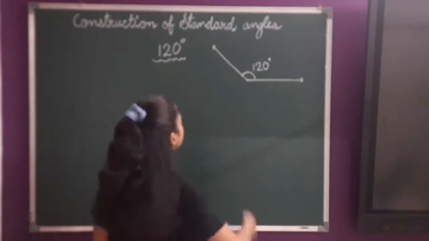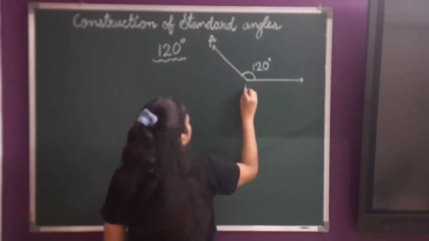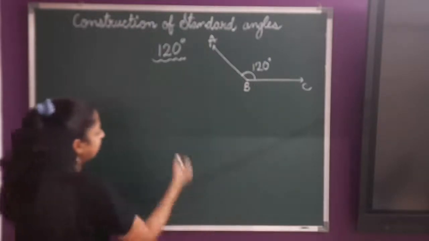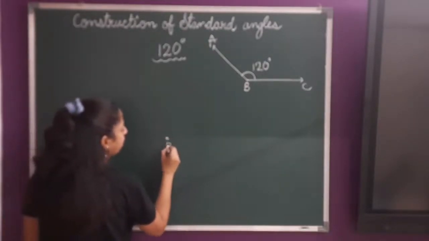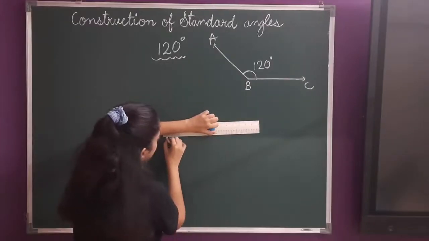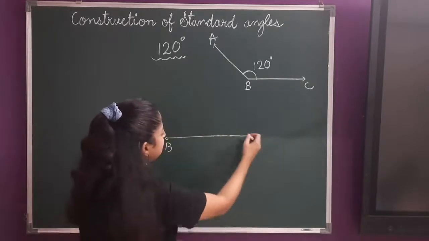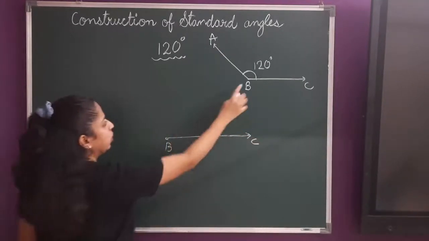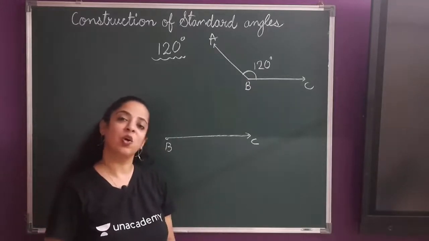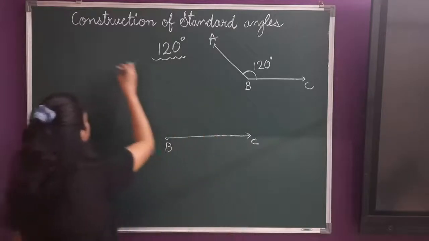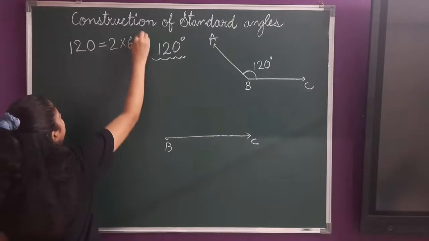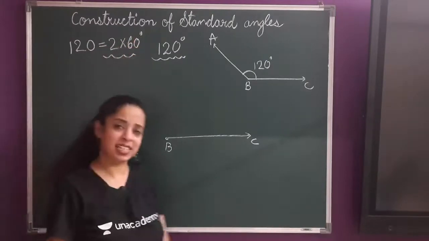Suppose you are supposed to draw 120 degree like this. Start with BC, take a point B on your notebook and draw a straight ray BC. With the help of a scale you will draw BC. Now at B you have to draw 120 degree. I have already explained how to draw 60 degree. 120 degree is basically 2 into 60 degree. We will make use of this. Let's begin.